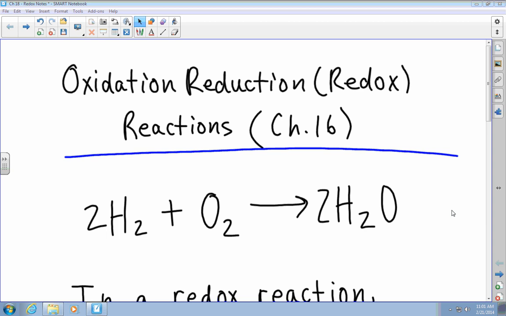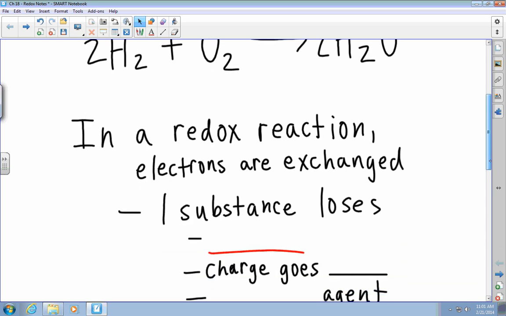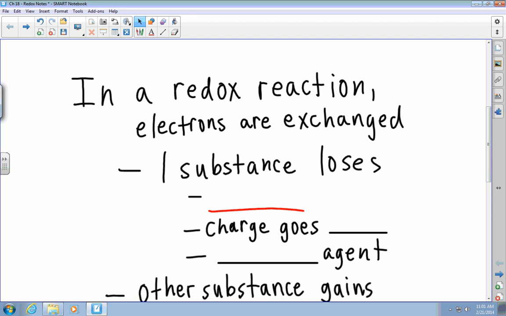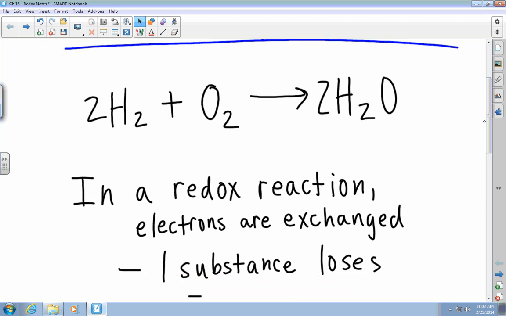Okay, let's take a look at a reaction here. This is one of my favorite ways to make water, and it is the reaction of two hydrogen molecules plus an oxygen molecule to make two water molecules. This is a redox reaction, oxidation reduction or reduction oxidation or redox. And in a redox reaction, electrons are exchanged. One substance is going to lose electrons, and that substance is, let's show that by the example equation above.